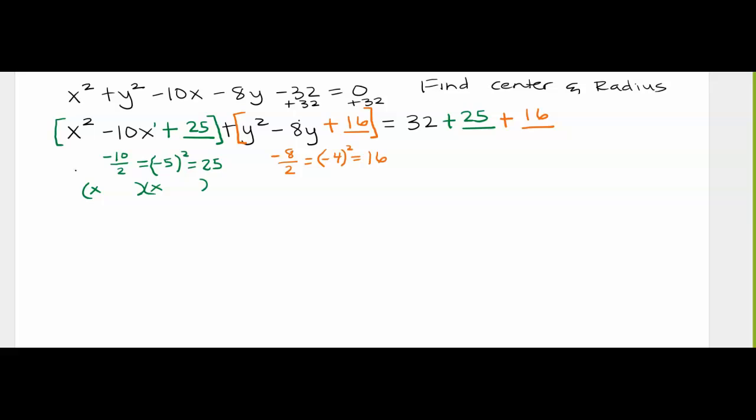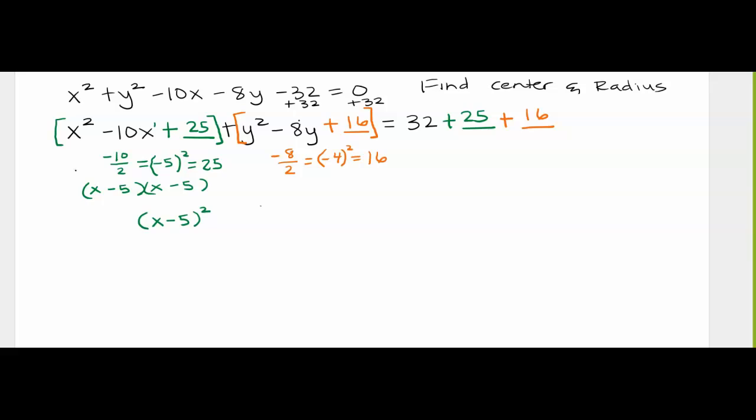What times what is 25 that adds to be negative 10? Well, that would be negative 5 and negative 5. But we don't want to keep our answer like this, x minus 5 times x minus 5. We want it in the form of x minus 5 all squared, because remember, our standard form looks like that, and then we have the y's also.